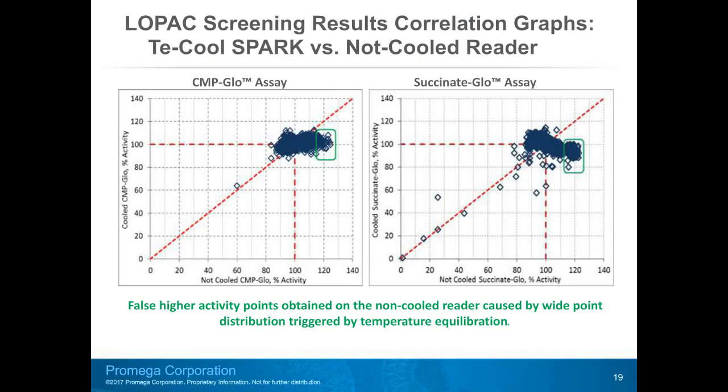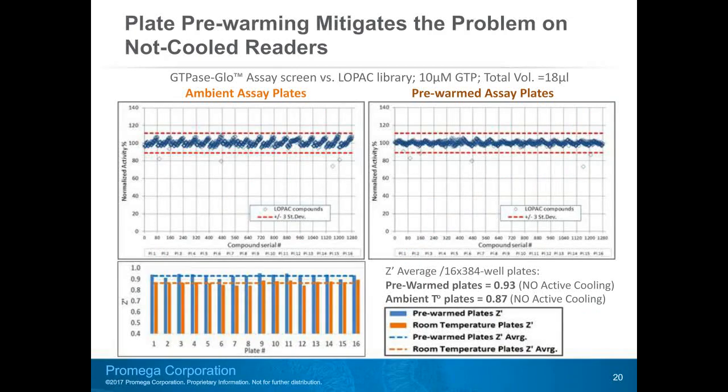On this slide, I show correlation graphs of the data obtained on the cooled versus not cooled reader for 2 assays. For both assays, green rectangles mark higher activity points obtained on the not cooled reader caused by the temperature equilibration effect. The greater spread of the data obtained on the not cooled reader significantly impacts the ability to distinguish the real hits.